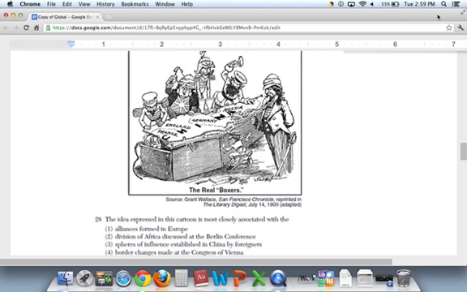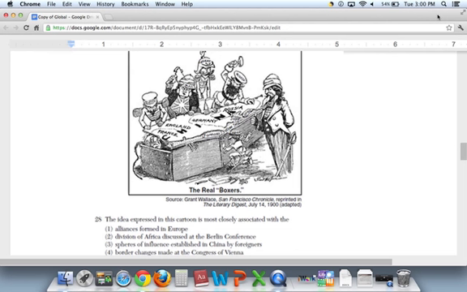Okay. Number 28. So this is a political cartoon. So number 28, the idea expressed in this cartoon is most closely associated with 1. Alliance formed in Europe, 2. Division of Africa discussed at the Berlin Conference, 3. Spheres of influence established in China by foreigners, and 4. Border changes made at the Congress of Vienna.